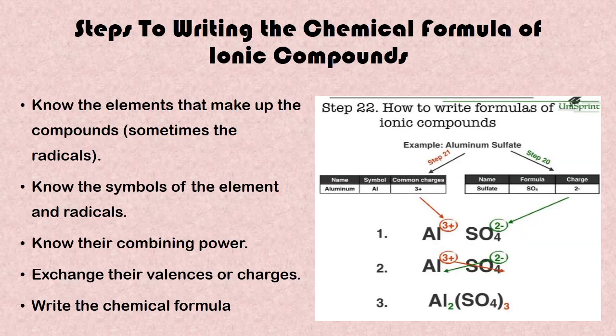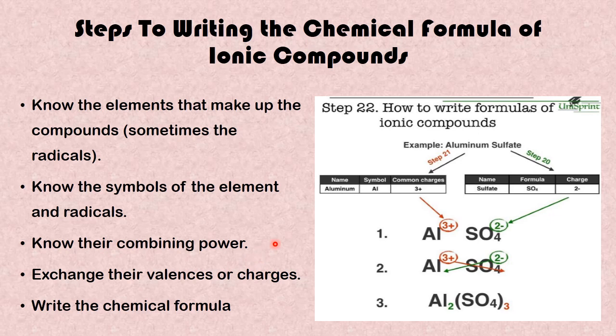Now we are moving on to steps to writing the chemical formula of ionic compounds. Now what we have here are 5 steps to writing the chemical formula of an ionic compound. Number 1, you need to know the elements that make up the compound, and sometimes the radicals as well. We'll talk about radicals later. Know the symbols of the elements and radicals. Know their combining power or valencies. Exchange their valencies or charges, and finally write the chemical formula.